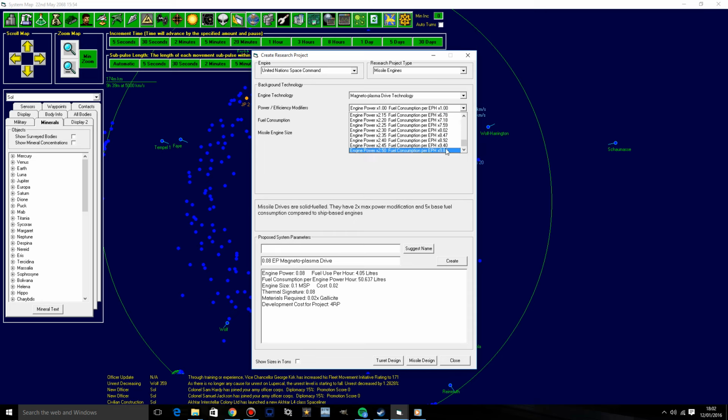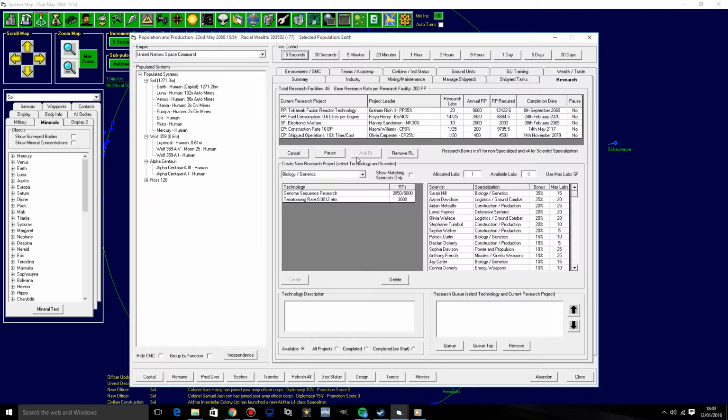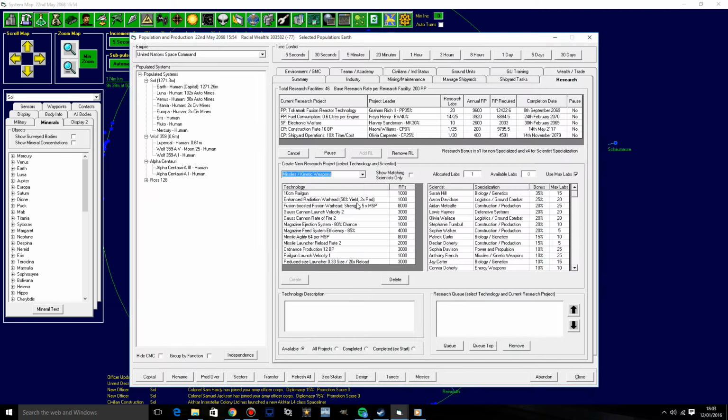Put this up here. Now we could actually make these engines quite a bit faster, because we have that engine power 2.50, they should be faster to begin with. Alright. Fuel consumption. 0.7, yeah, that's what we're working with at the moment. We'll see how this comes out then. So we'll create that project there, and then I'll assign some scientists to research that project.